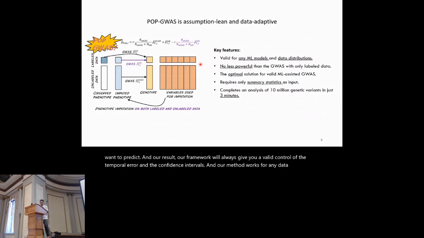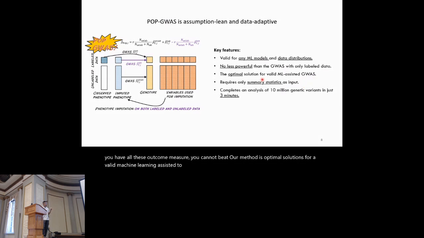And compared with the current baseline that only uses the labeled data for GWAS, our method will be no less powerful than that GWAS, and it will be more powerful with more accurate machine learning predictions in the unlabeled data. And we even proved a theorem that this is the optimal machine learning assisted version of the GWAS. This is saying that if you have all these outcomes measured, you cannot beat our method. Our method is the optimal solution for a valid machine learning assisted GWAS.